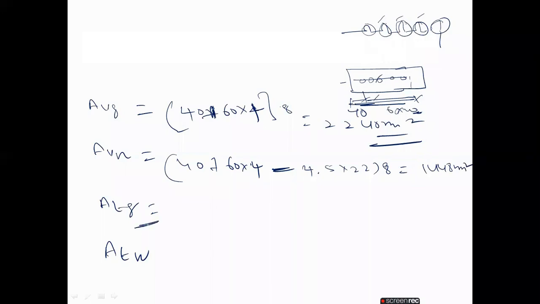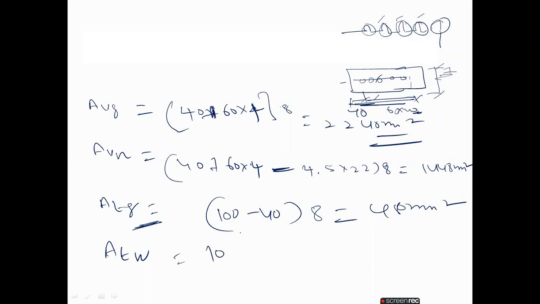Same like that, Atg. The Atg value is 100 minus 40, where 100 is what we are taking and 40 is the edge distance. It is in tension, so multiply with the thickness. We will get 480 mm square. Then Atn, same like that in tension, the net area is 100 minus 40 minus only one bolt acting, that is half of the bolt, 0.5 into 22, the diameter of the bolt. We will get 392 mm square.